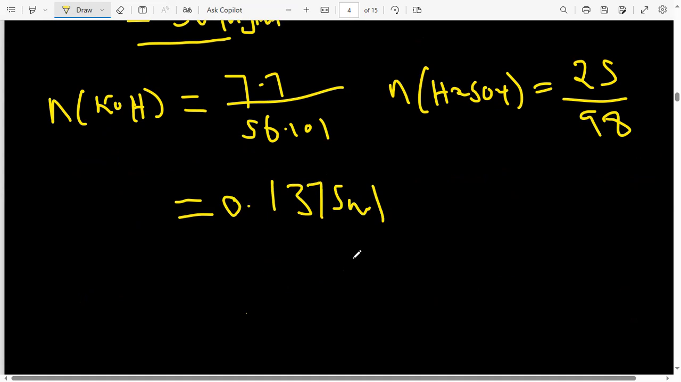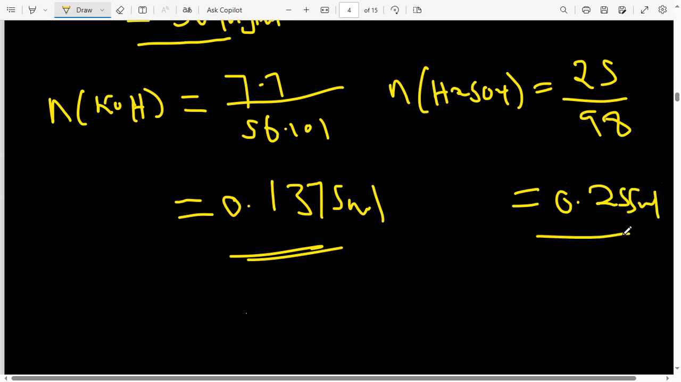And what are the moles of the other guy there? So 25 divided by 98. According to my calculator, I'm getting 0.255 moles. So we see that in the reaction, we have this number of moles for potassium hydroxide, and we also have this number of moles for the acid.